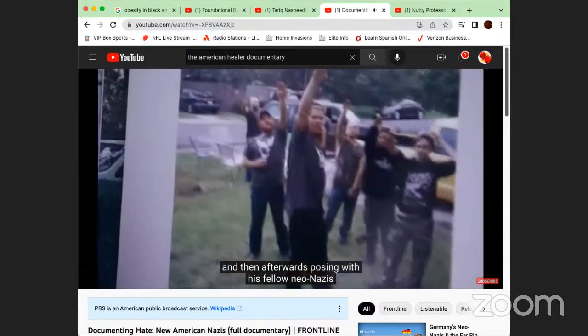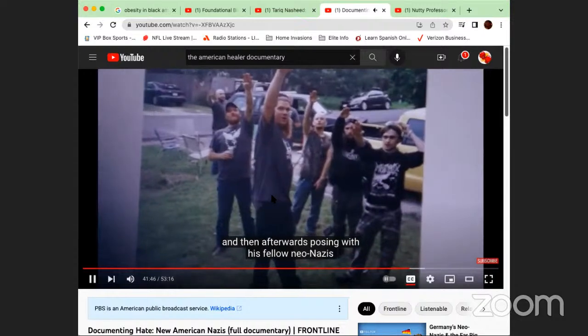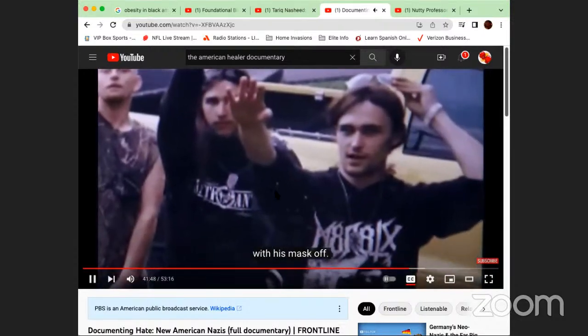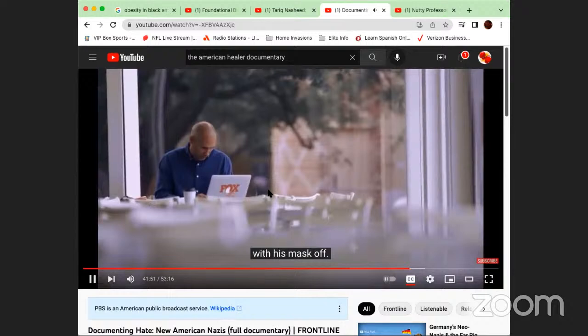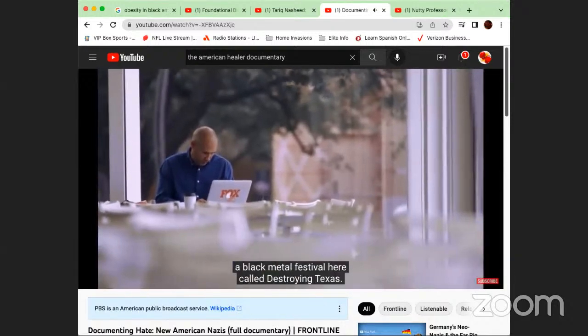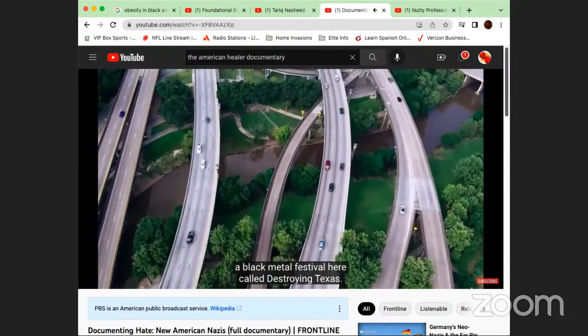And then afterwards, posing with his fellow neo-Nazis, with his mask off. I get a tip that Denton may be attending a black metal festival here called Destroying Texas.